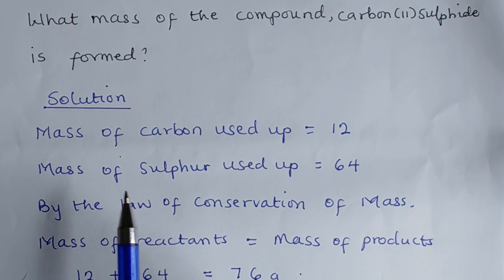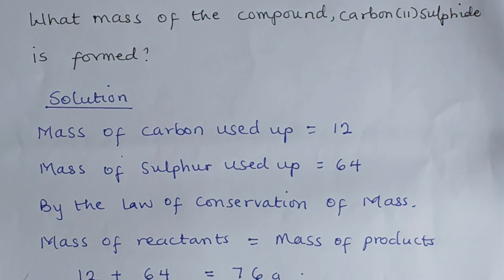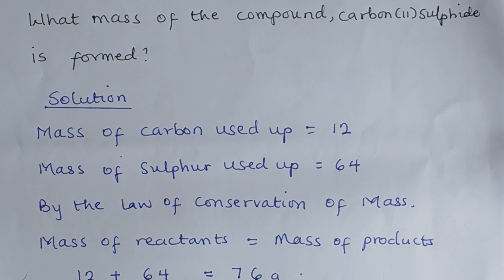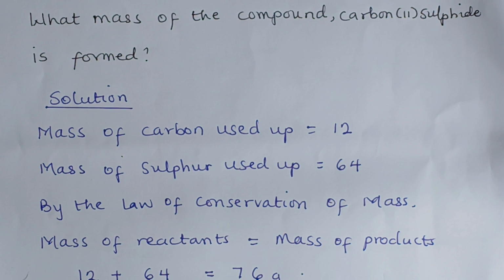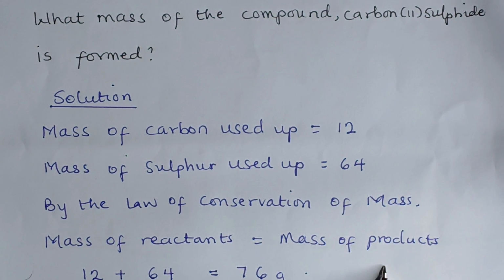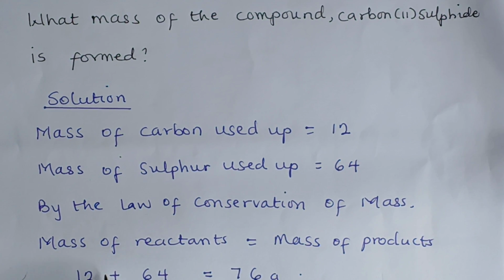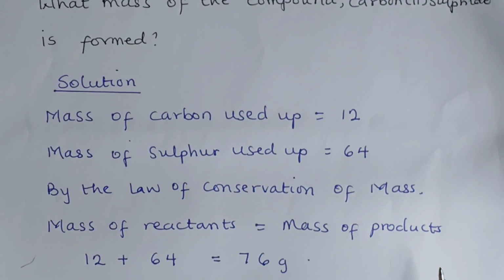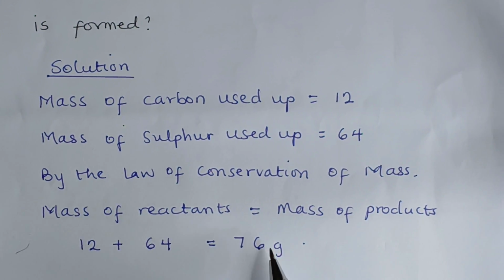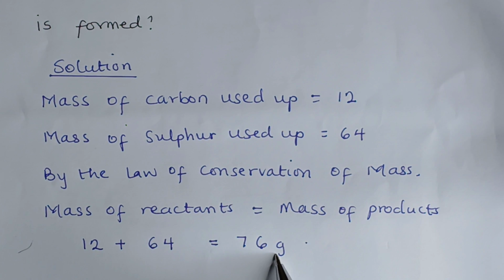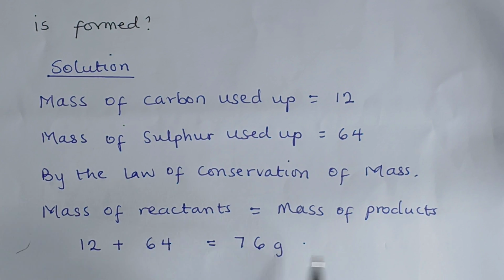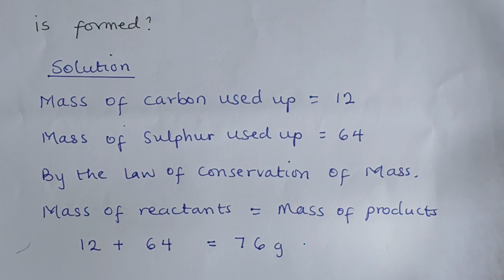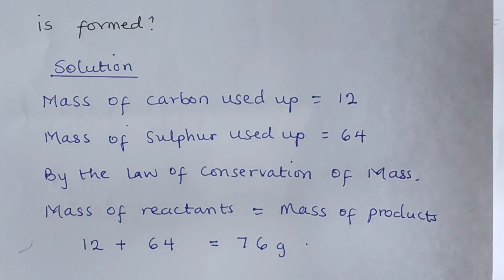At the beginning of the reaction, the mass of carbon used was 12, the mass of sulfur 64. Now, by the law of conservation of mass, the mass of reactants will be equal to the mass of product. So the two reactants here are carbon and sulfur. So 12 plus 64 definitely will give us 76 grams, which is the mass of the product. It should definitely be the mass of the product, since none of the reactants escaped.